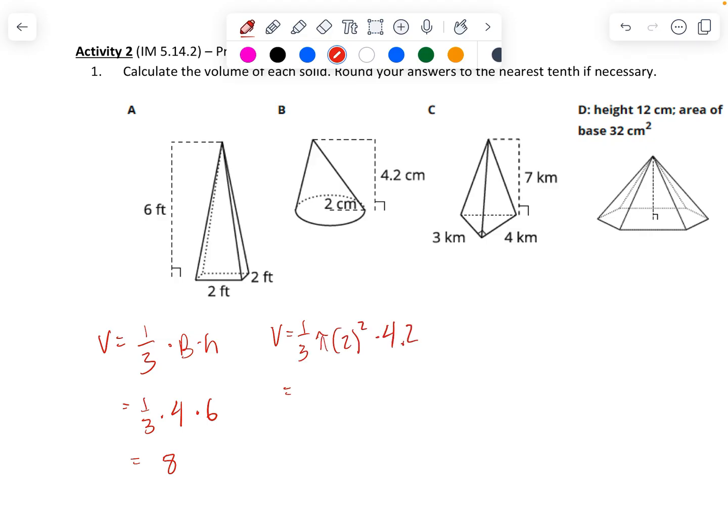The next one is going to be 1/3 pi r squared times the height. So that's going to be 4/3 pi times 4.2. And if you plug that into your calculator, you're going to get roughly 17.6 centimeters cubed. This is feet cubed. The next one, area of the base, it's 1/2 times 3 times 4, which is 6. So it's 1/3 times 6 times 7, which is going to give you a total of 14 kilometers cubed.